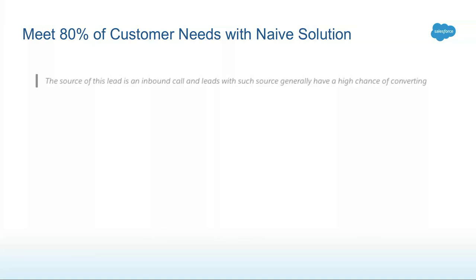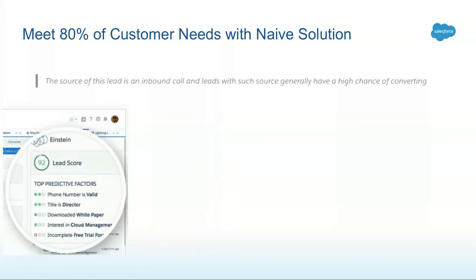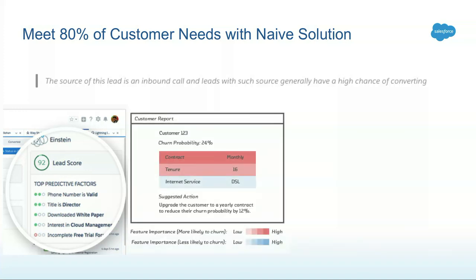The source of this lead is an inbound call, and leads with an inbound call are more likely to convert. You can take this a step further with the lead scoring example I showed earlier, so you can show the top positive as well as the top negative factors. Now you're giving more transparency into your machine learning model. You can also show suggested actions. In this example, it's a churn probability, and it shows that customers who are monthly and tenure who is 18 are more likely to churn. And therefore, the suggested action is, why don't you upgrade them to a yearly contract?